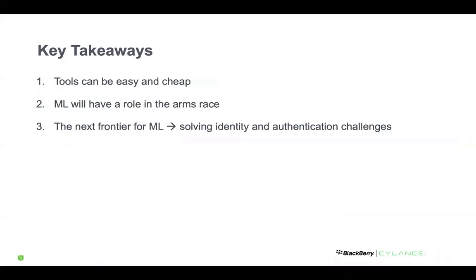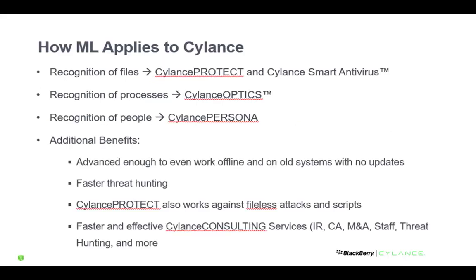So what are some of the key takeaways from this presentation? One is when focusing on usage, tools can be easily available and cheap. And machine learning is absolutely going to have a role in the arms race because it's already being used for customers to defend themselves. And because of that, attackers are absolutely going to find ways around it. And we believe that the next frontier for machine learning is going to be solving identity and authentication challenges, and this has already begun. And if you're wondering how machine learning applies to Cylance, we do this in multiple ways.